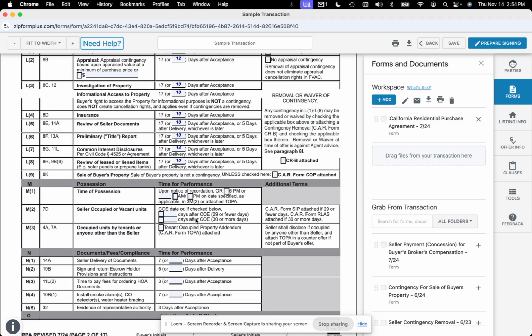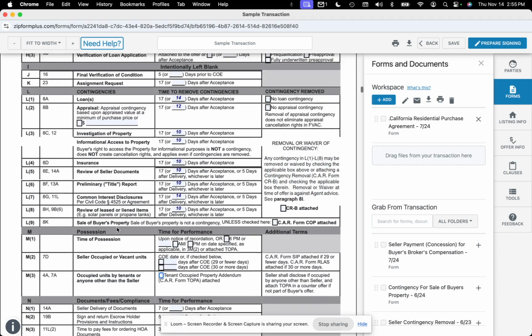And lastly, the occupied units by tenants. So somebody other than the seller is living in this property. Well, we've got to fill out yet another form for that. And in that case, if somebody is in that property other than the seller, tenants, or just their cousin or anything like that, then you have to fill out this tenant occupied property addendum, TOPA, and that is the form you fill out here.